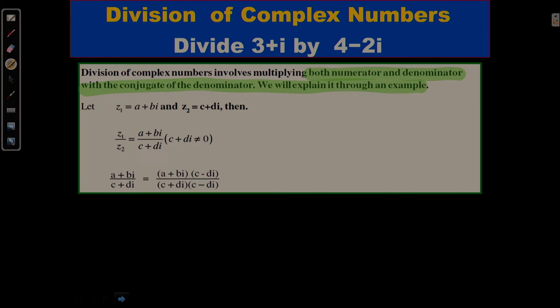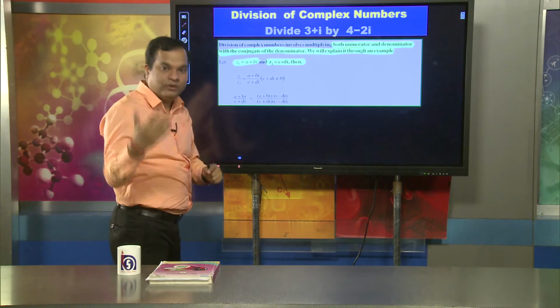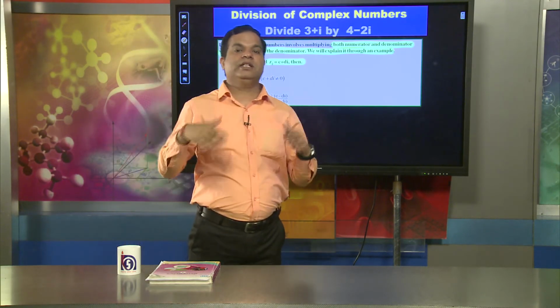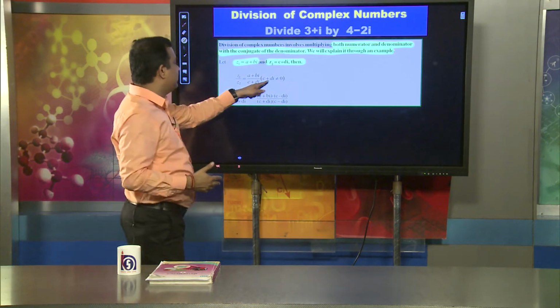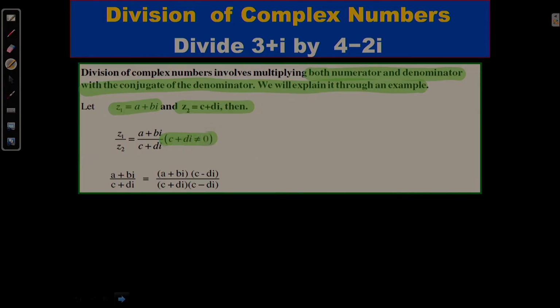Of course, suppose Z1 equals A plus Bi and Z2 equals C plus Di. Then Z1 by Z2 is defined, and the important thing is that the denominator should not be equal to 0. If it is 0, then it is undefined. So the condition is that C plus Di should not be 0.